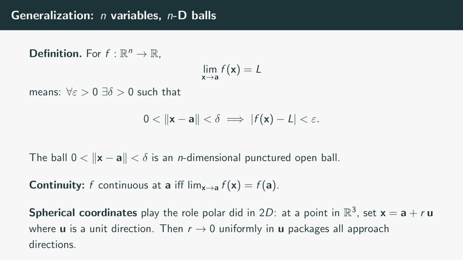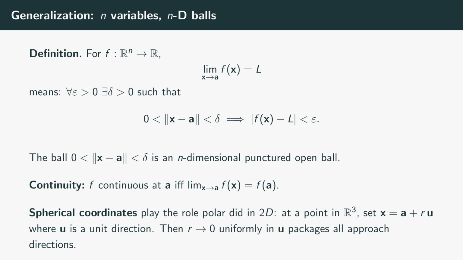A brief generalization to n variables. The definition is the same. For a function f of an n-dimensional input, the limit as the vector x approaches the vector a of f of the vector x equals L exactly when, for every epsilon greater than 0, there is a delta greater than 0, such that whenever the vector x lies in the punctured ball of radius delta around the vector a, meaning the magnitude of the vector x minus the vector a is greater than 0 and less than delta, the value f of the vector x is within epsilon of L.